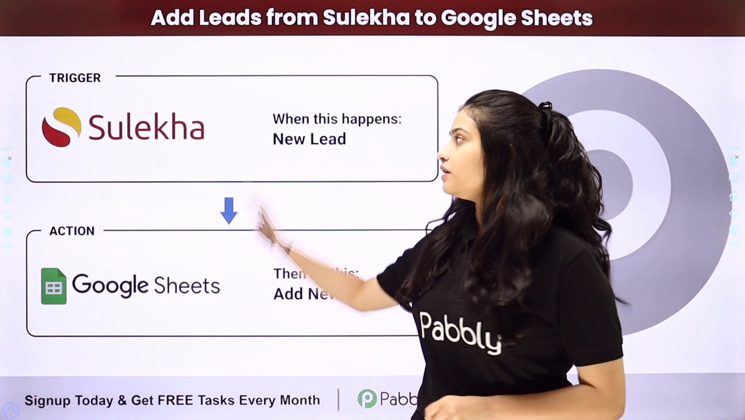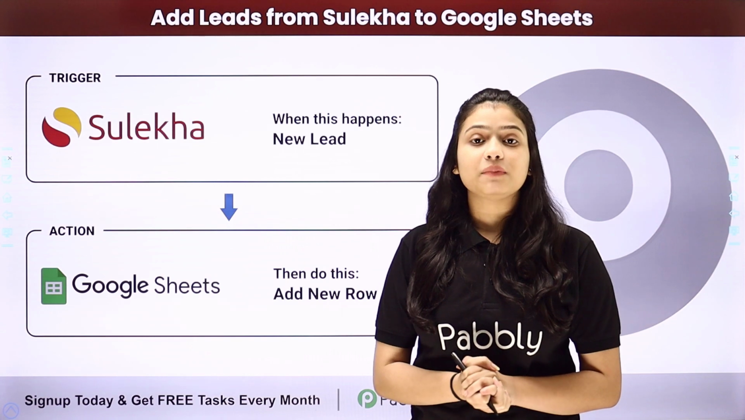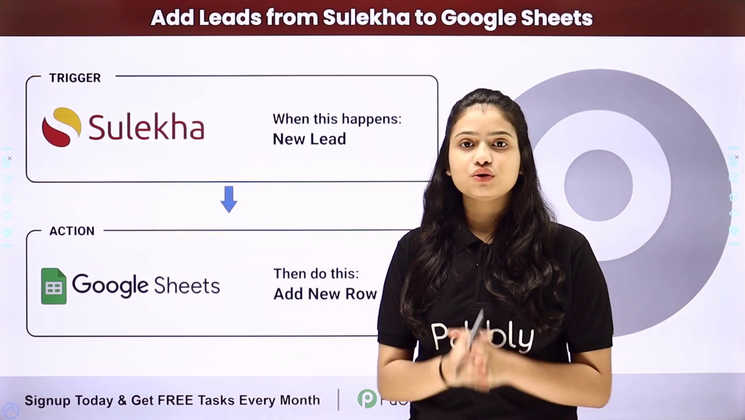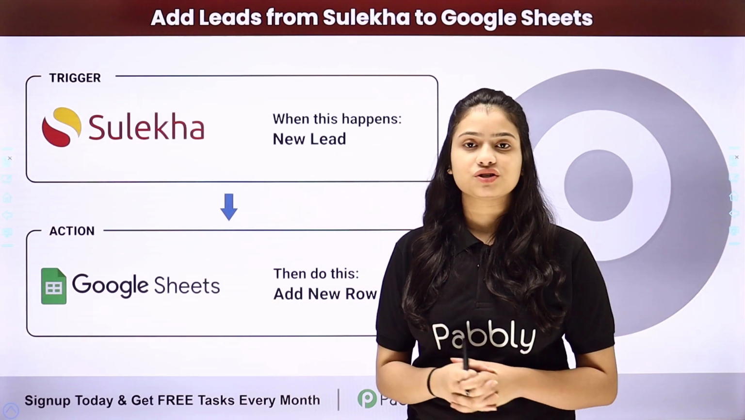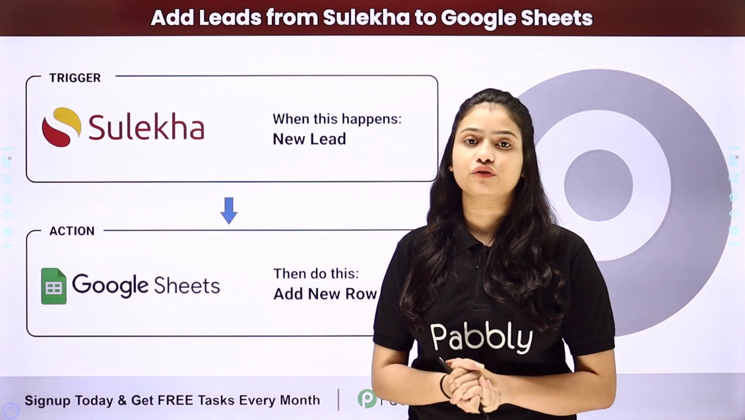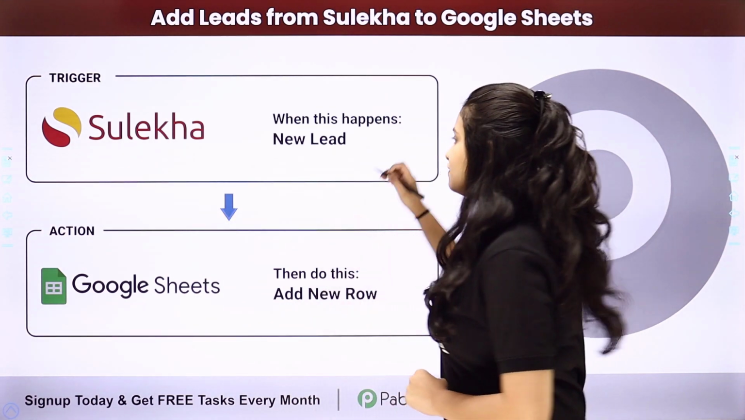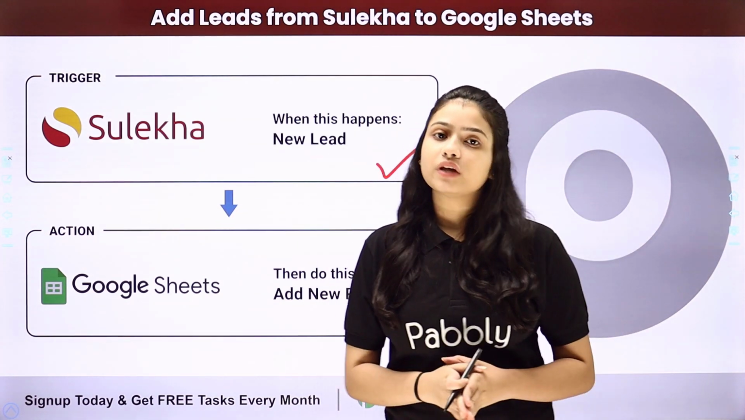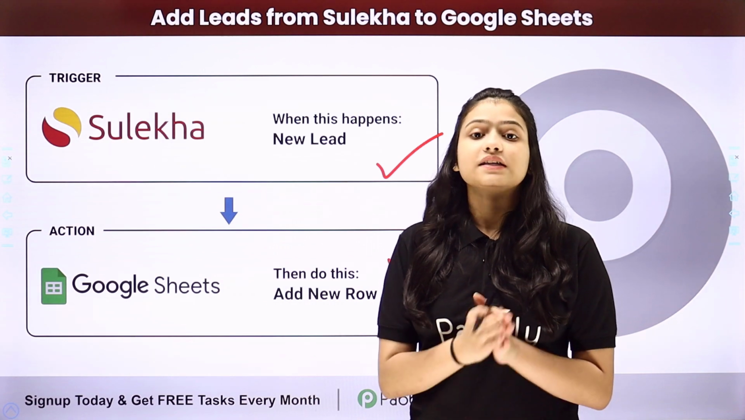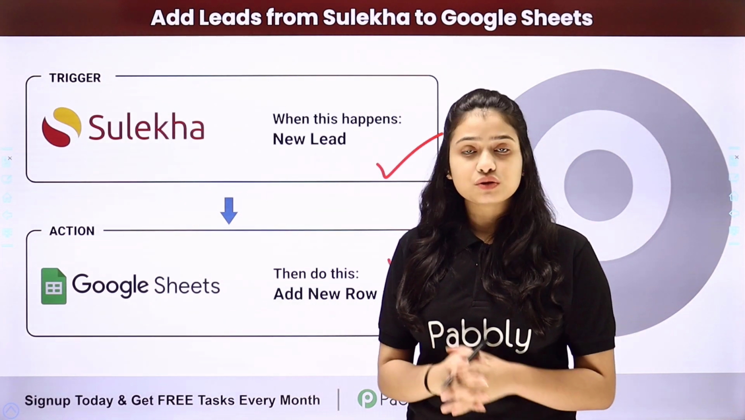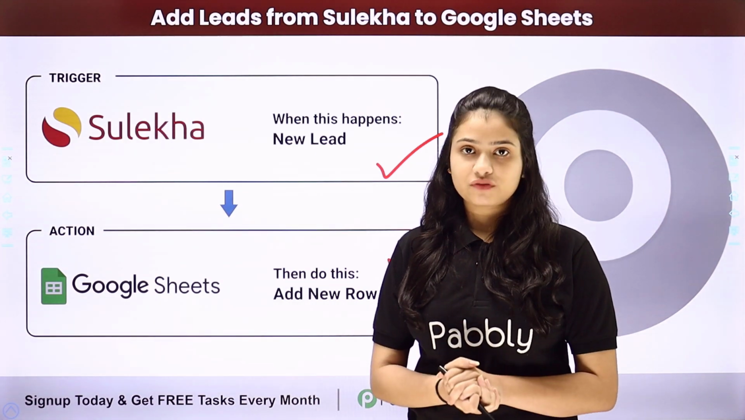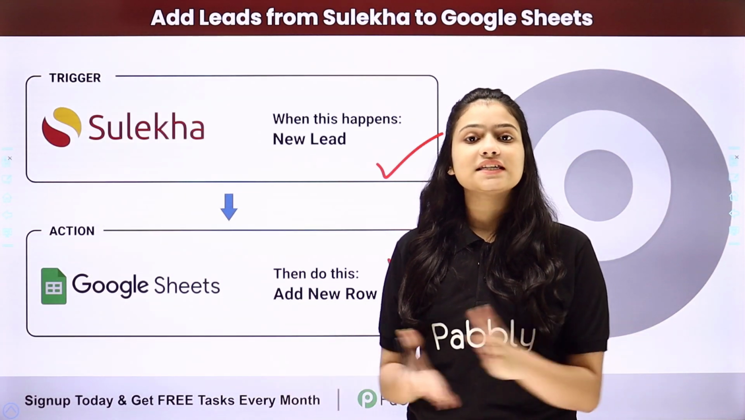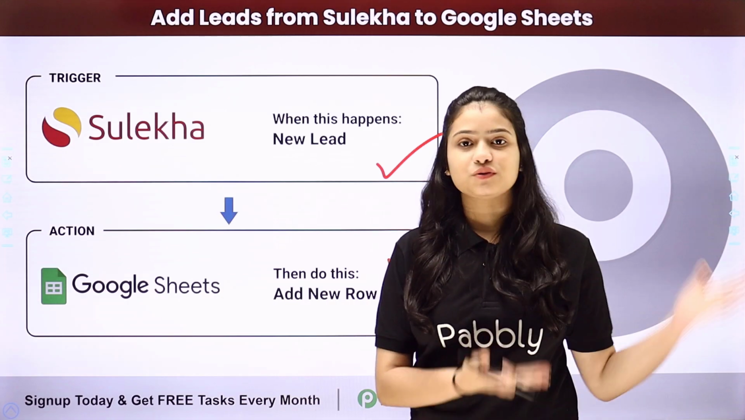For that we will have to integrate Sulekha with Google Sheets. But because they do not have any kind of native integration between them, therefore we are going to use Pabbly Connect, which is an amazing automation and integration software to connect both of them. Now what we are going to do, we have Sulekha in our trigger and Google Sheets in our action. So we will be connecting both of them by using Pabbly Connect in such a way that whenever a new lead will be generated through Sulekha, automatically the details of that same lead will be added in my Google Sheets in the form of a new row. And to learn this entire process step by step, let me take you all to my screen.